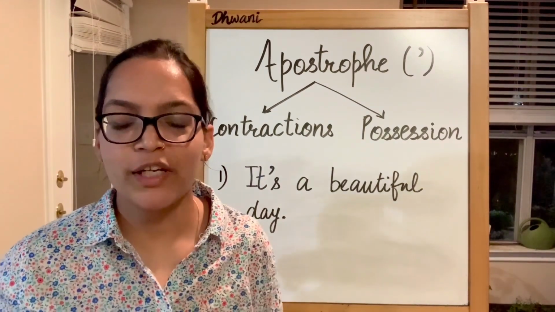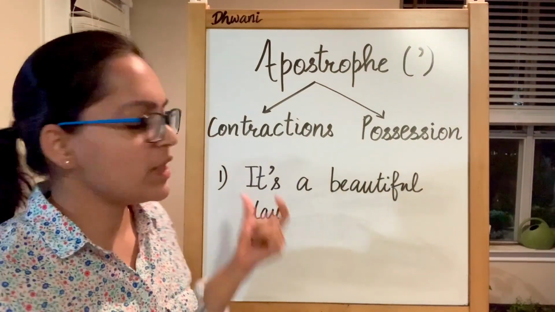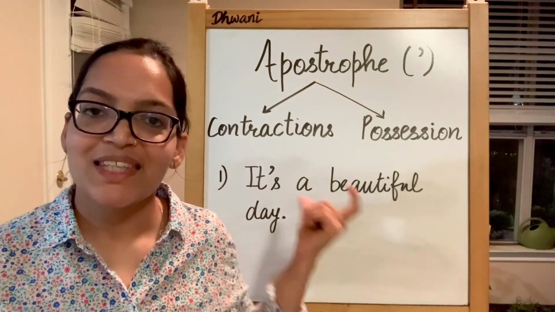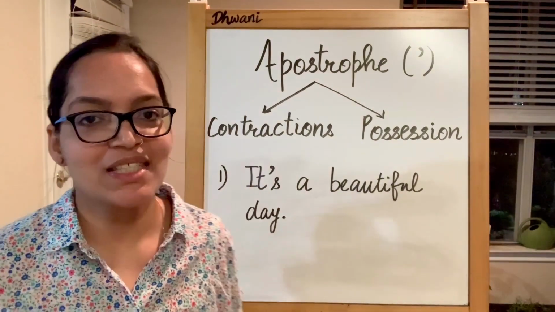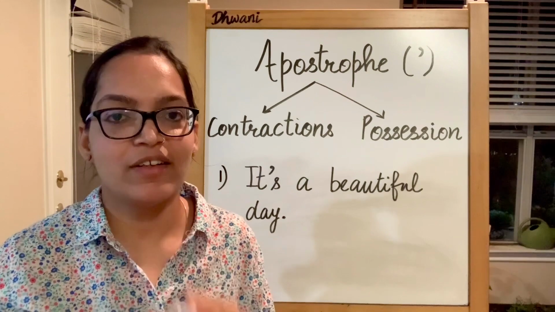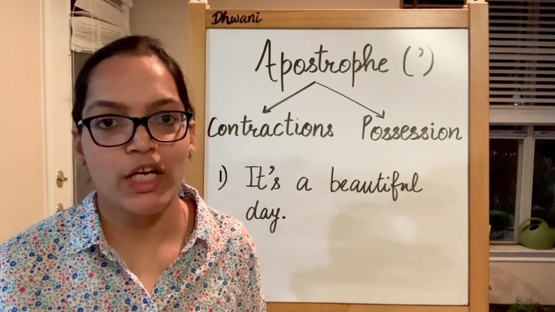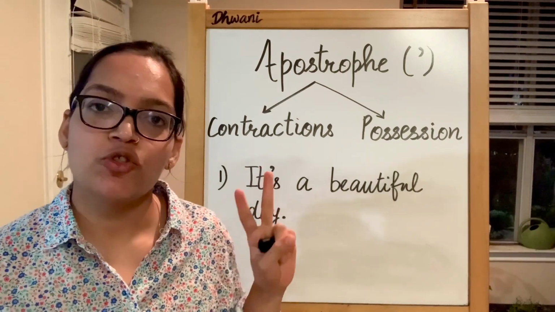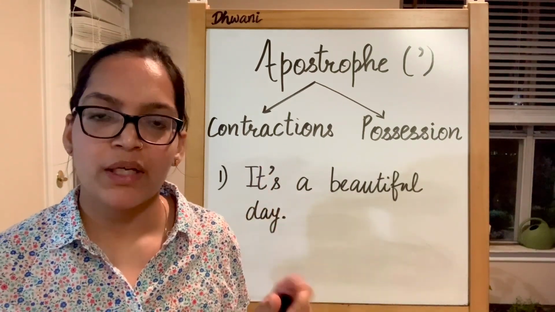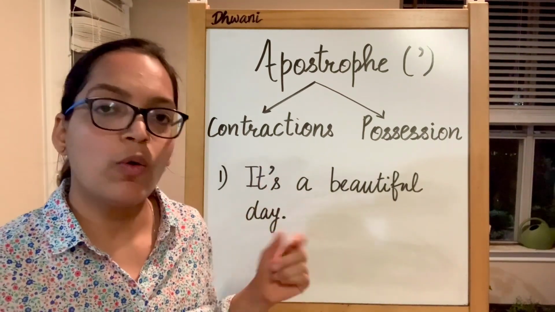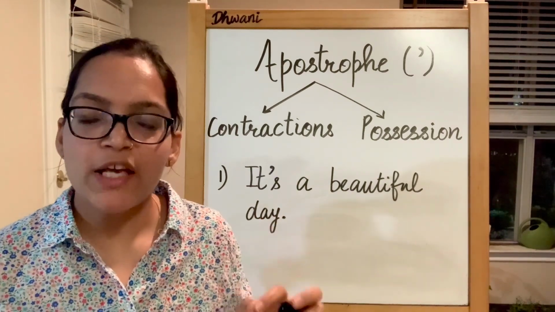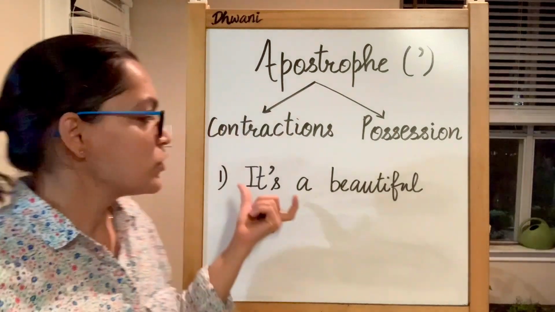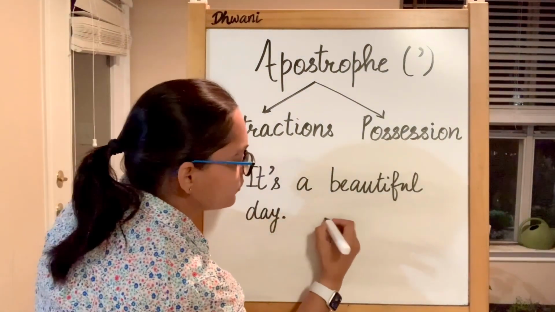It's a beautiful day. What do you mean by this? It's with an apostrophe. This just means that this is a contracted or shortened form for it is. So we can actually do that. Yes, we can join two words, shorten them up, omit one or more alphabets, and in place of the omitted alphabets, we put an apostrophe. So this is it is.